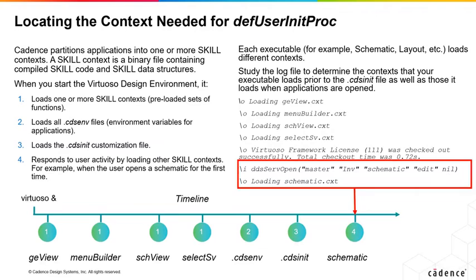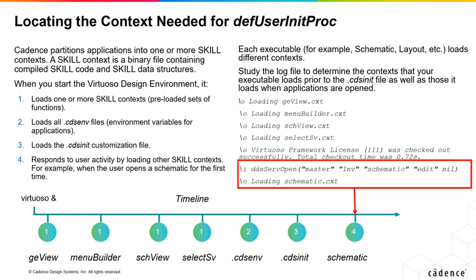Then it will load the .cds-env files. Those are environment variables for applications in different settings. And then it'll load your .cds-init customization file. It could be yours, it could be other ones in your project or in your company that are loaded also. And then it's basically sitting there with the CIW open, and then as you do other activity, it will respond to your activity by loading additional skill context, for example, when the user opens a schematic for the first time.